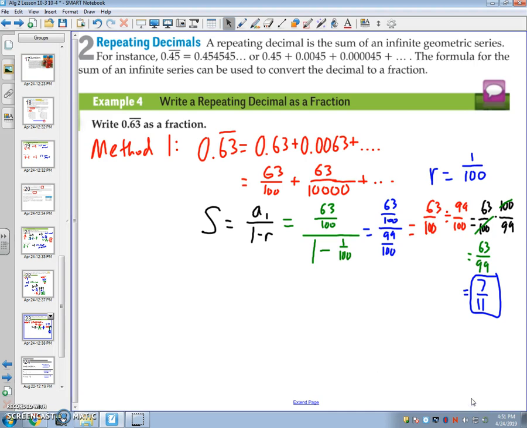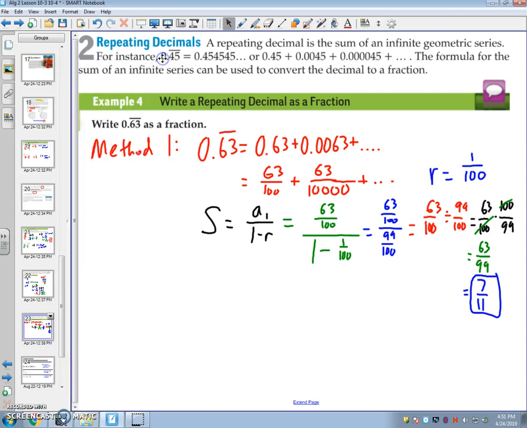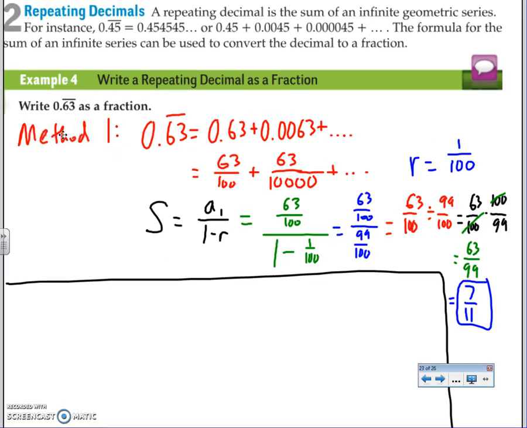And we can check that in the calculator. It's a kind of cool thing. If I type in 7 over 11, I get 0.63 repeating. Alright, that's method 1. Method 2 uses some nifty algebra tricks. Either one, as your choice. It uses just straight up algebra.